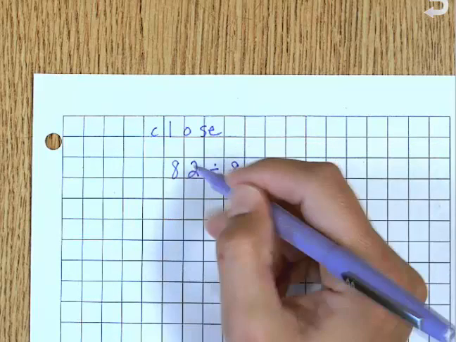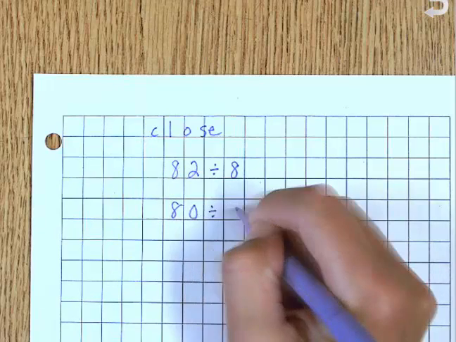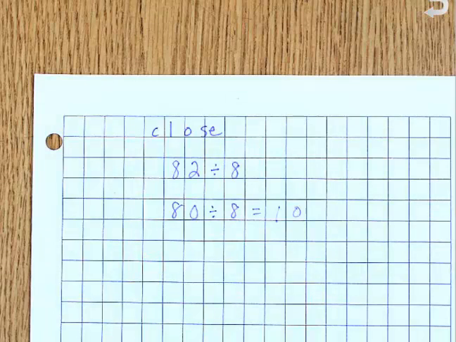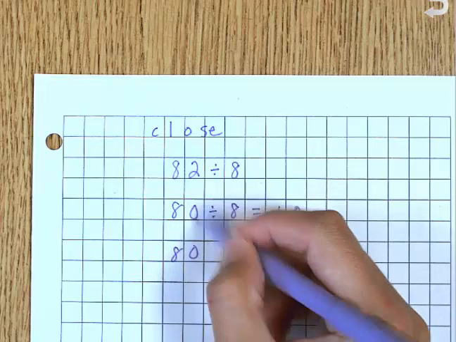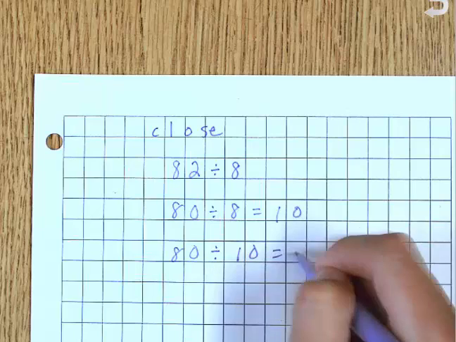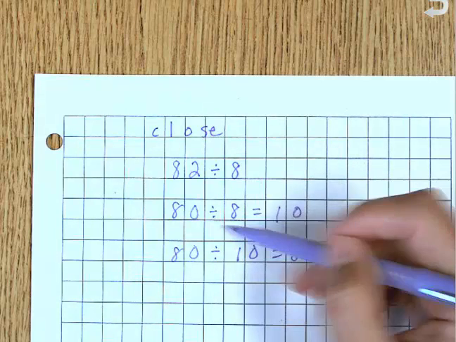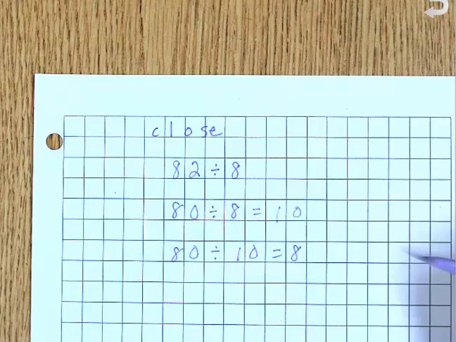So I can decide that I'm going to make 82 80, and then I know that 80 divided by 8 is 10. I could also have made it instead 80 because 80 is close to 82, and I could have just said, well, 8 is close to 10, and I would have got the quotient of 8. They're both still close, and both of the numbers are close to the original problem.